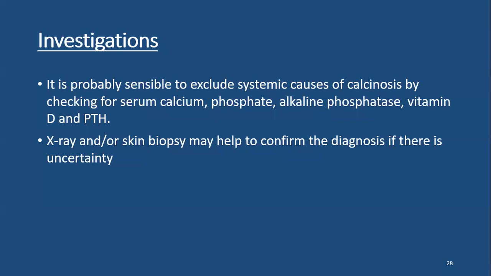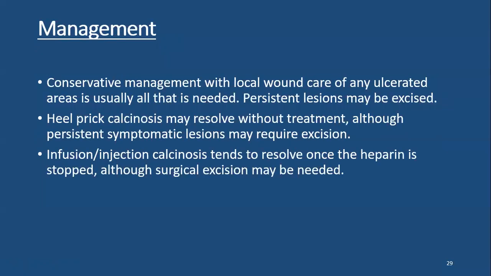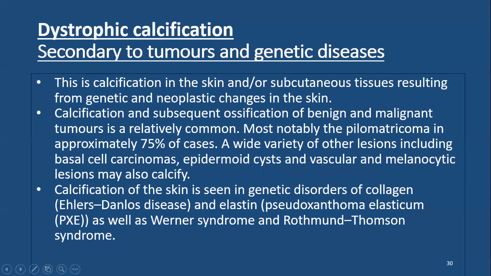Investigation. It's probably sensible to exclude systemic causes of calcinosis by checking serum calcium, phosphate, alkaline phosphatase, vitamin D, and PTH. Then X-ray and skin biopsy are done to confirm. Management is mainly conservative with local wound care and care of ulceration. If the lesion persists, then it may be excised. Heel prick calcinosis usually resolves without treatment, although for persistent lesions, excision is required. Infusion injection calcinosis tends to resolve once heparin is stopped, although sometimes surgical excision is again required.